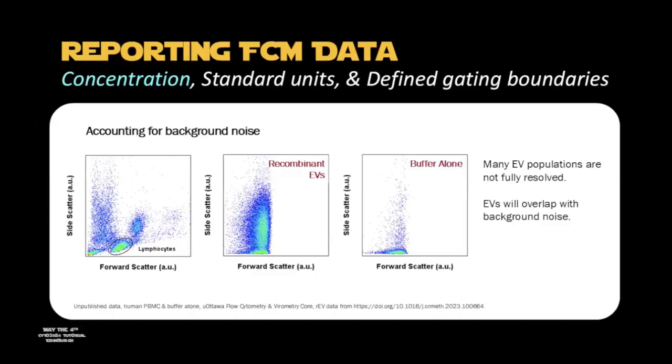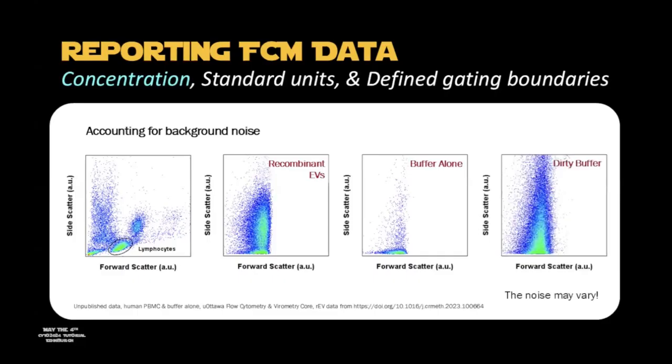And now I'm comparing buffer alone. So not only are we not fully resolving the population of interest, we have an overlap of buffer alone, which is the noise, over the population of interest. So you have background events that overlap with the particles that you care about resolving.